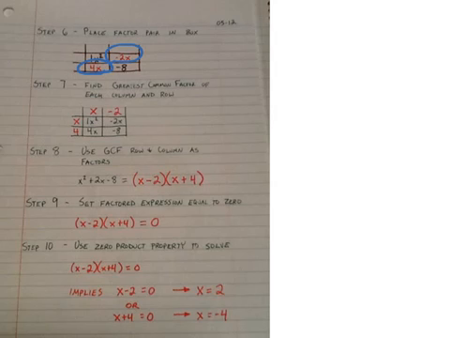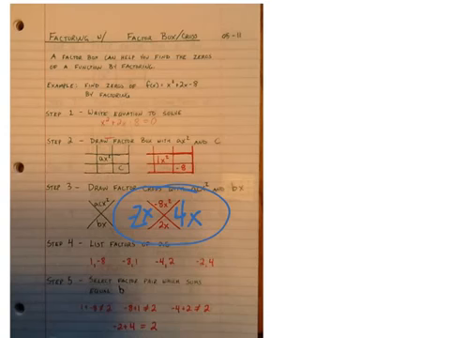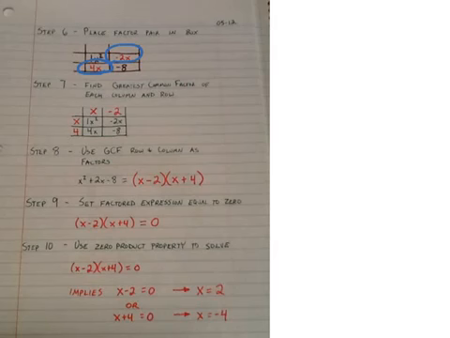So this is page 5-12. And we start with step number 6, which says place factor pair into the box.